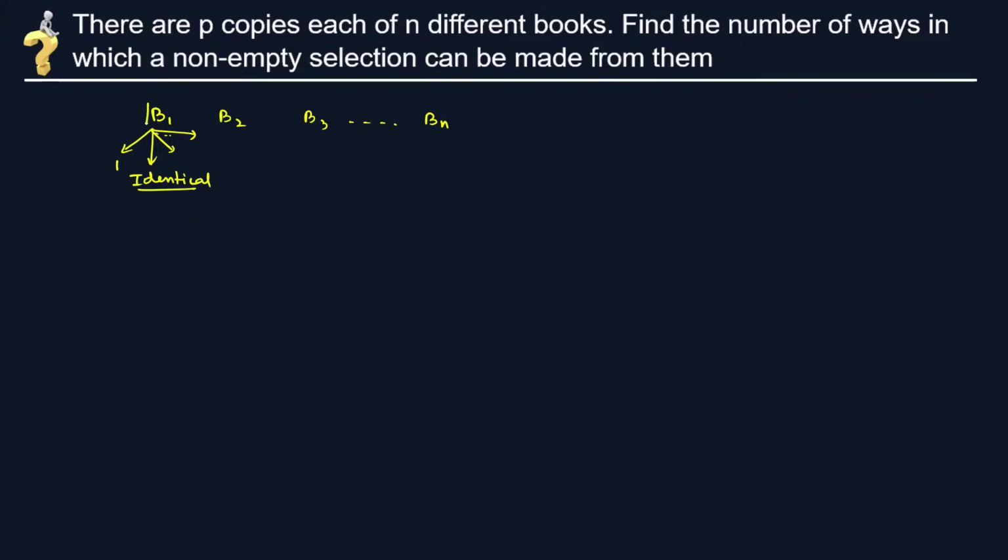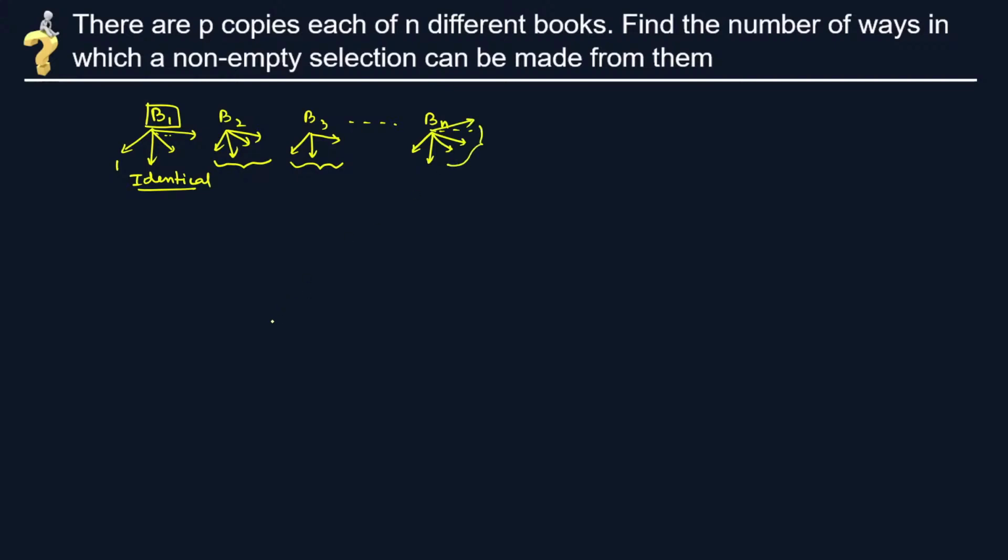For the book B1, all the copies associated with book B1 are identical. All the P copies of book 2 are identical. Similarly, for book 3, they are identical. Are you getting my point? And even for book N, all the P copies of book N are identical.